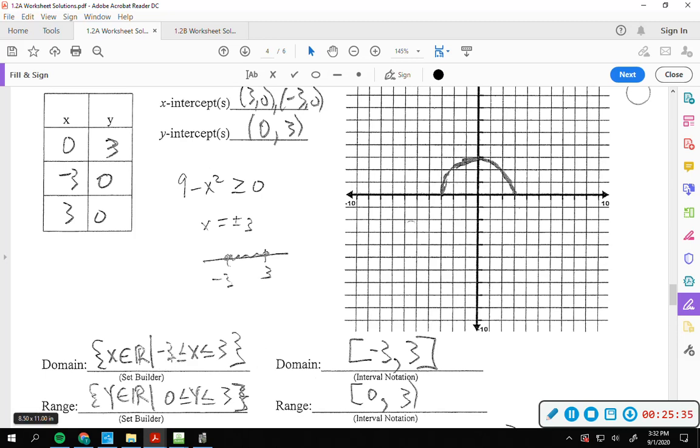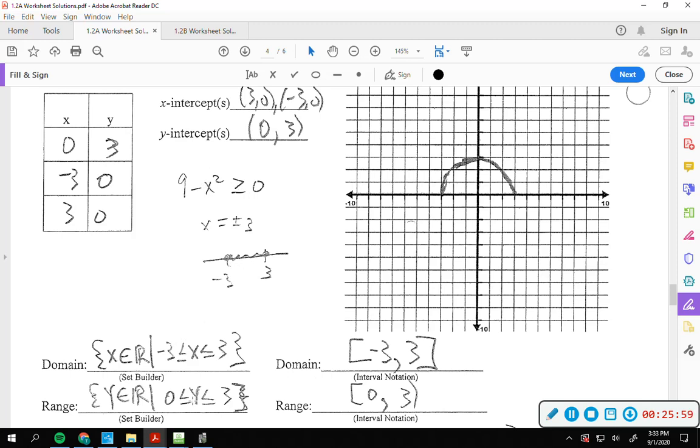So here's what it looks like. Negative 3 is less than or equal to x is less than or equal to 3. Bracket, negative 3 comma 3 bracket. Notice brackets on both of these because of the equal to. Why do I have equal to? Because this works. If I plug in negative 3, I get 0. That's greater than or equal to 0. If I plug in positive 3, I get 0. It's greater than or equal to 0.